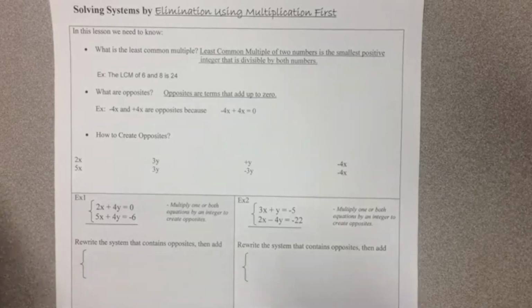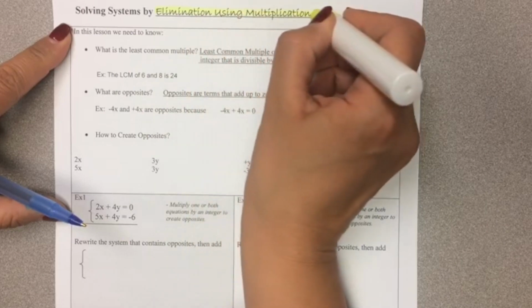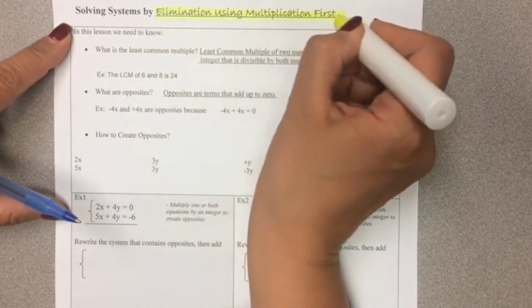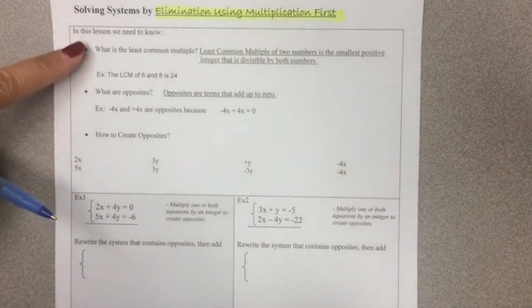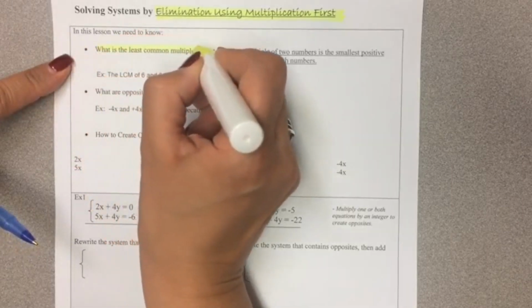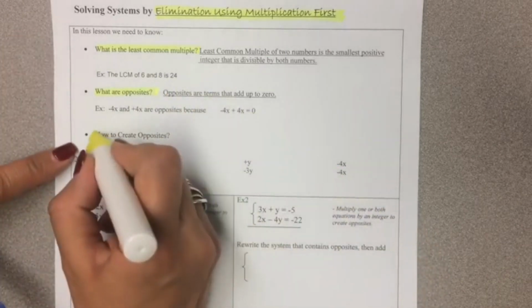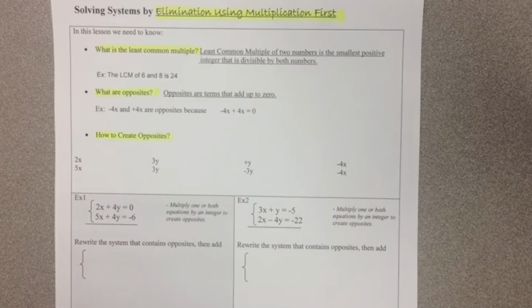In this video, we'll see how to solve systems using elimination, but we'll have to use multiplication first. Let's see what this is all about. What we need to know is what a common multiple is and how to find it, what opposites are and what they are needed for, and how to create opposites.